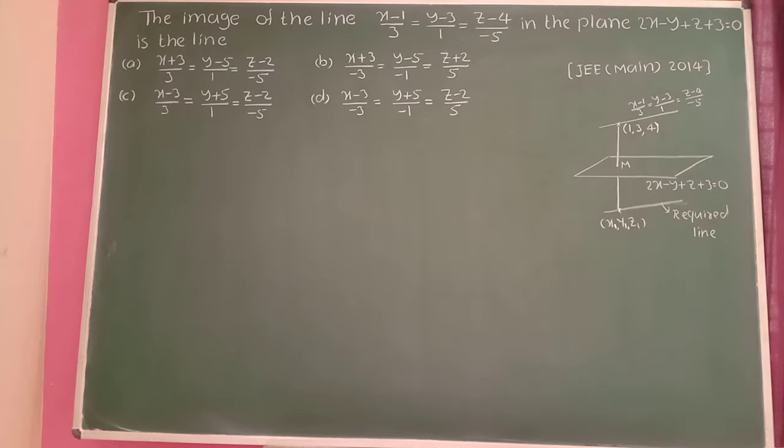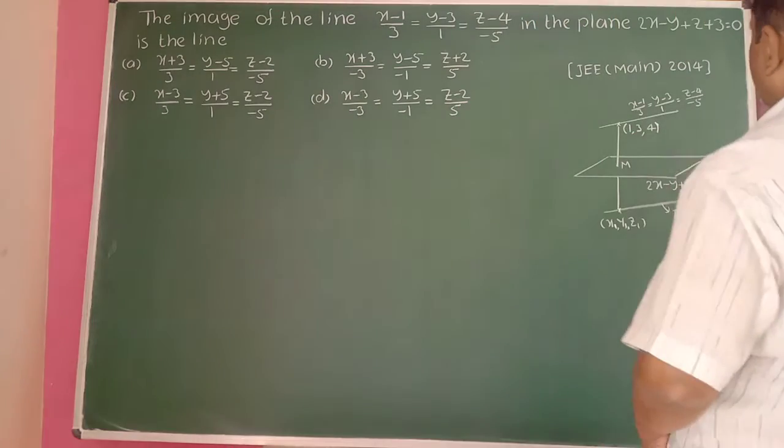The image of the line (x minus 1)/3 equals (y minus 3)/1 equals (z minus 4)/(minus 5) in the plane 2x minus y plus z plus 3 equals 0 is the line. So, four options are there.